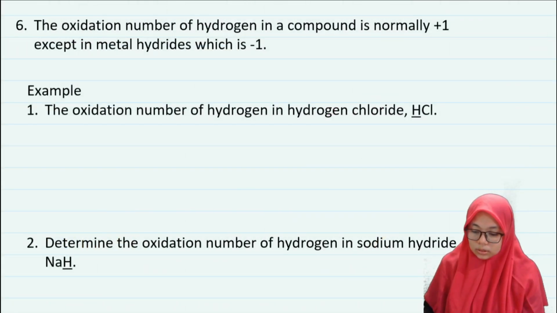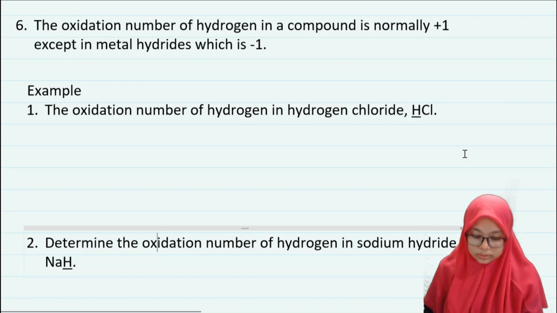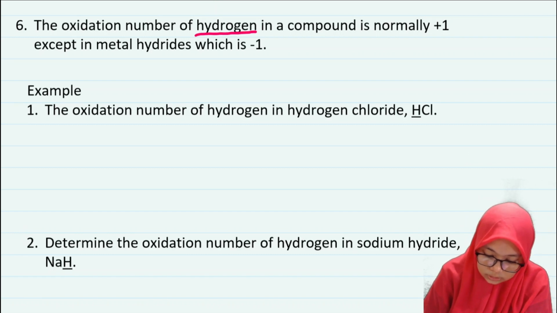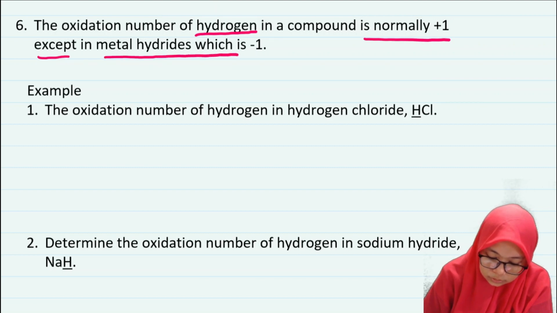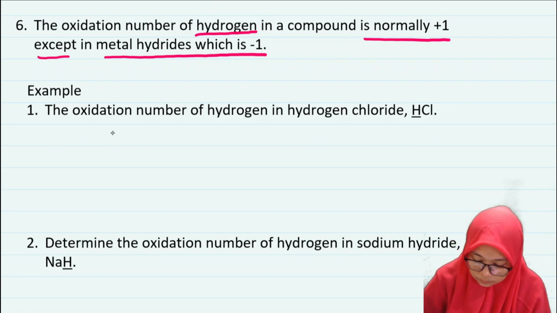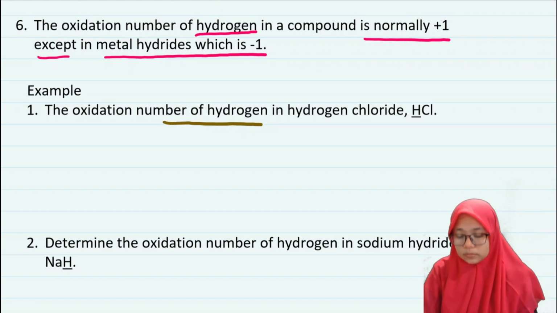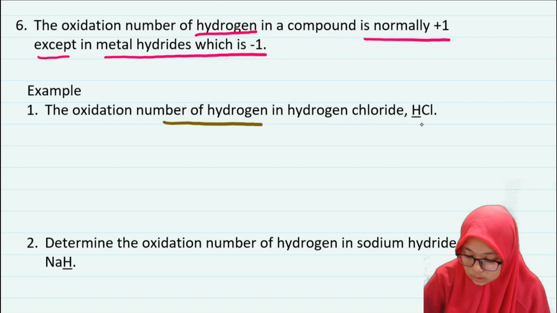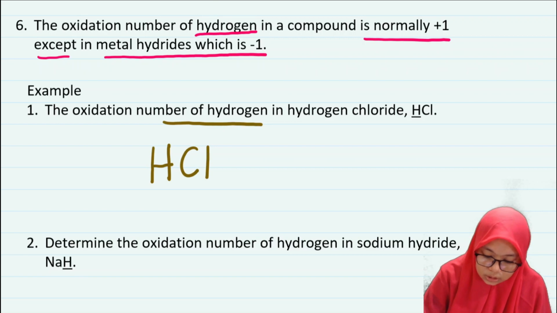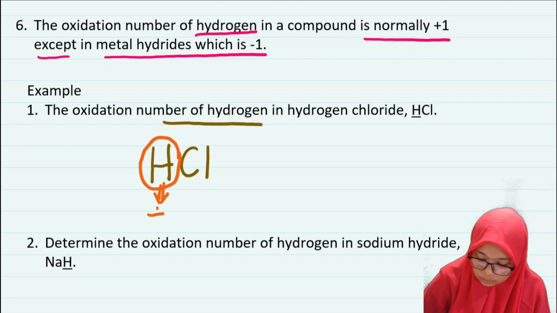Now let's look at rule number 6. You see here that the oxidation number of hydrogen in a compound is normally positive 1, except in metal hydrides, where it is negative 1. What this statement means is that if you want to know the oxidation number for hydrogen in any compound, let's say in this example, hydrogen chloride, the formula is HCl. The oxidation number for this hydrogen is always positive 1.